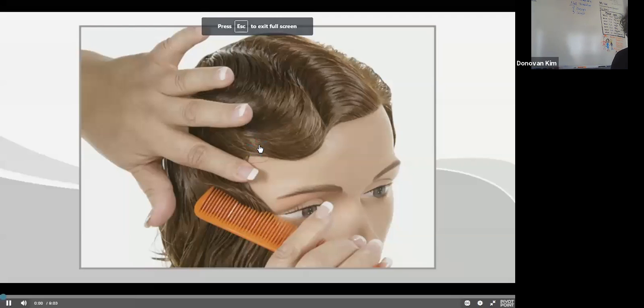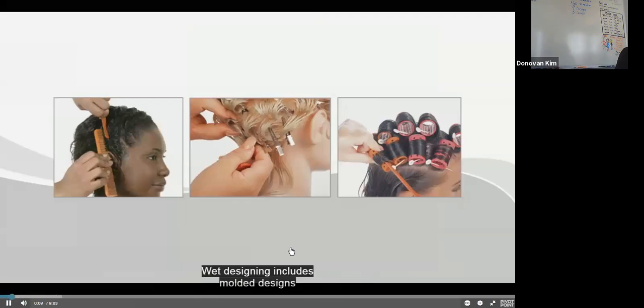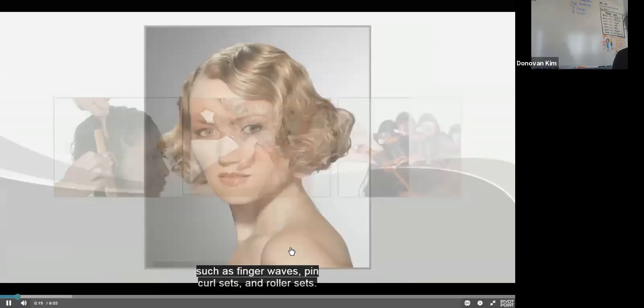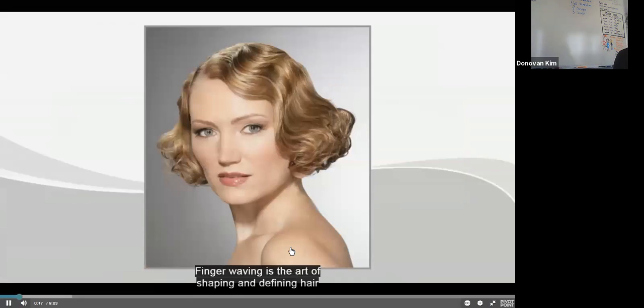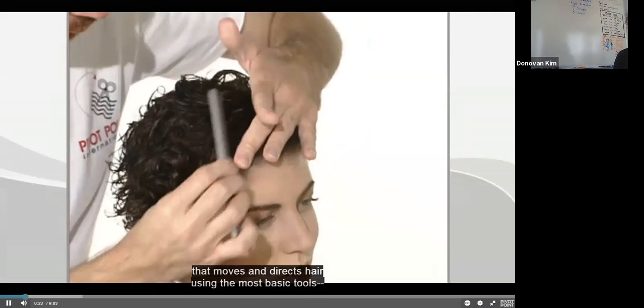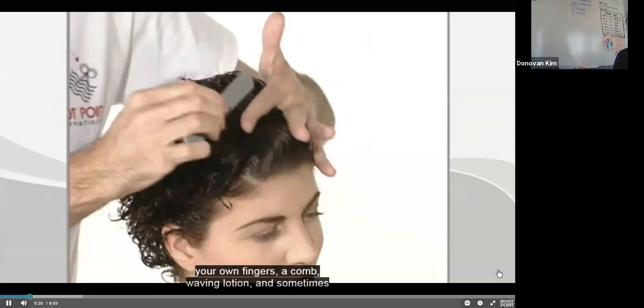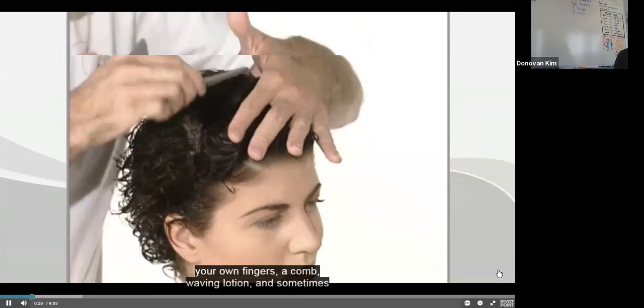Wet designing is a hair design technique in which hair is manipulated into desired shapes and movements while wet and then allowed to dry. Wet designing includes molded designs such as finger waves, pin curl sets, and roller sets. Finger waving is the art of shaping and defining hair in graceful waves. Finger waving is a creative technique that moves and directs hair using the most basic tools: your own fingers, a comb, waving lotion, and sometimes hairpins.